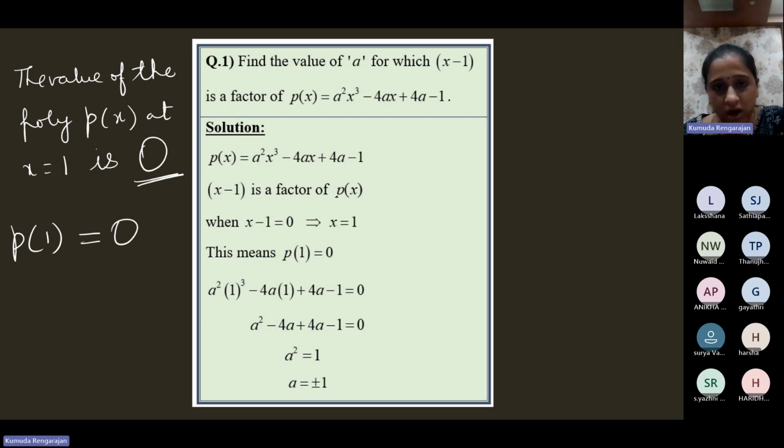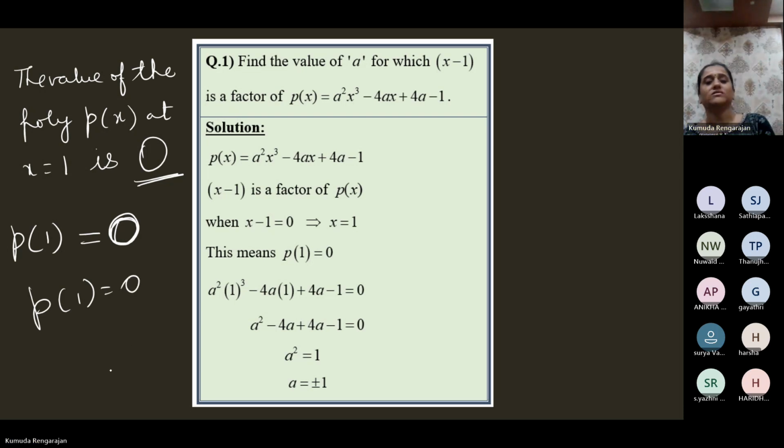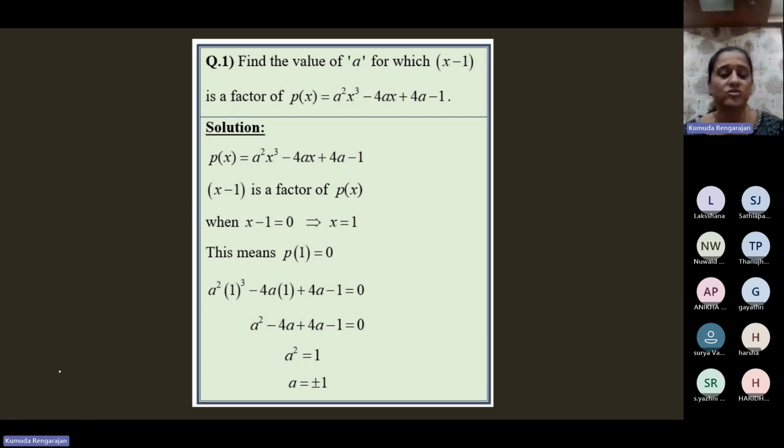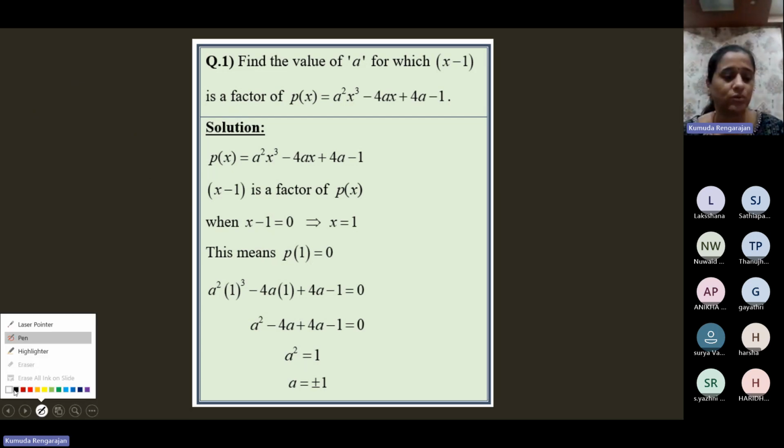If x minus 1 was not a factor, then there would be some remainder, but that we will not know. If the remainder is not 0, you cannot guess the remainder. Then the remainder will be given to you, so you should write that remainder here. Here we know the remainder is 0, so the equation is p of 1 is equal to 0. We'll just do 2-3 sums, and at the end of that I'll ask you. If you have any doubt, you can get them clarified. Okay, so this means p of 1 is equal to 0.